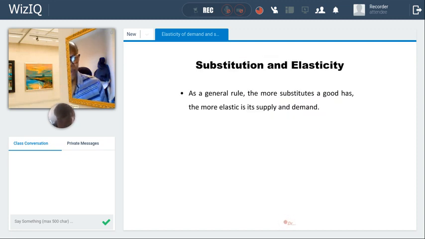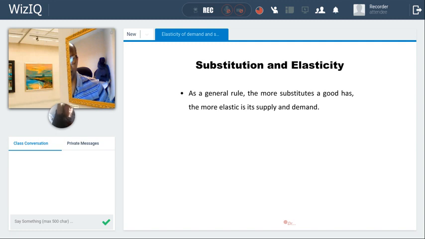Then substitution and elasticity. As a general rule, the more substitutes a good has, the more elastic its supply and demand. So both supply and demand will be affected if the product has many substitutes, because you can go and look for another product. For example, tea and coffee are substitutes. If the price of tea increases, you're going to switch to coffee.